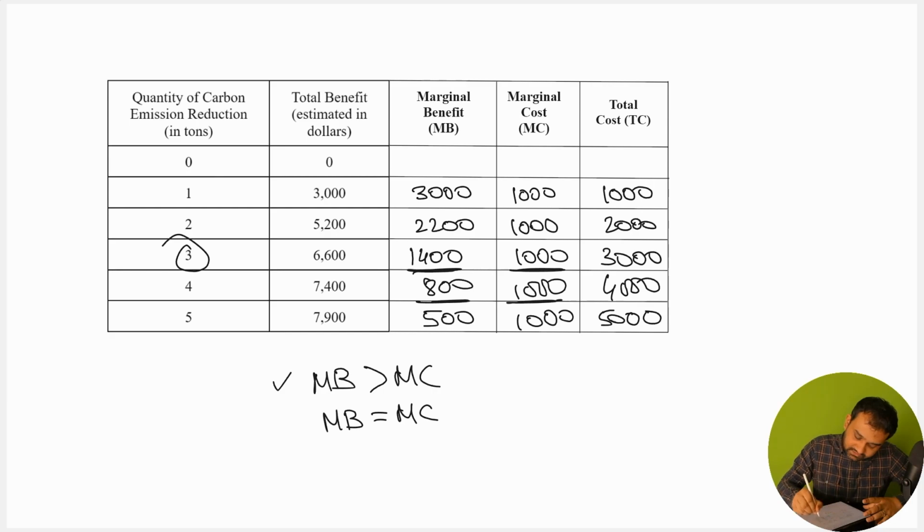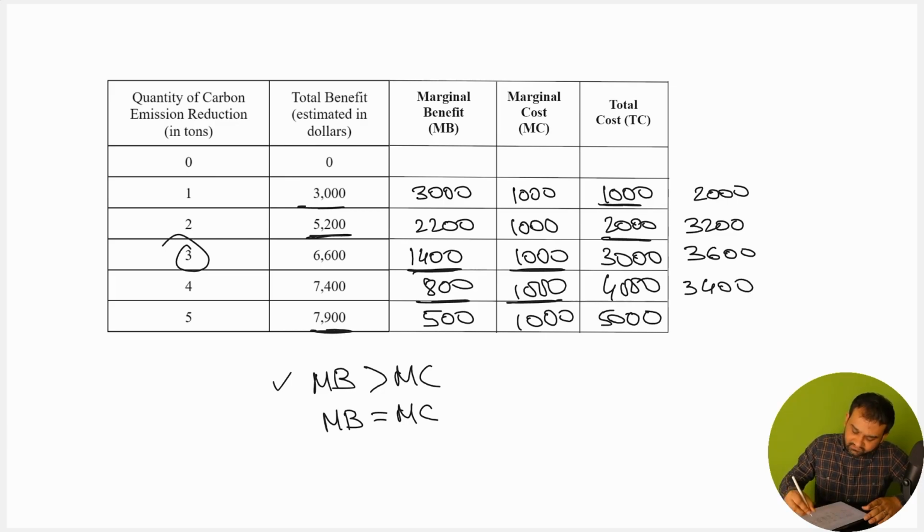For the first unit, it's 3,000 minus 1,000, so about 2,000. For here, it is 5,200 minus 2,000. It is going to be 3,200. Then 6,600 minus 3,000 is 3,600. Then 7,400 minus 4,000 is going to be 3,400. And then finally, 7,900 minus 5,000 is going to be 2,900. So as you can see, the 3 units is where the difference between total benefit and total cost is maximized. So this is another way you can find the answer in case you get confused.